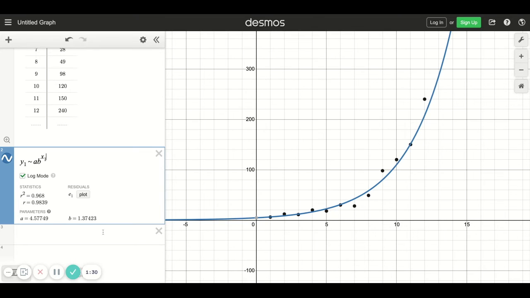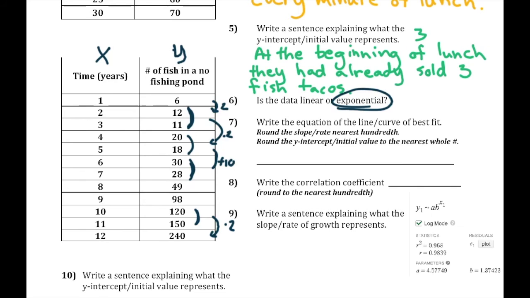So we're going to take this information right here and we're going to write our equation for the curve of best fit and write our correlation coefficient in our notes. Place the information from our Desmos.com calculator right down here. And we're going to write our equation. Now, we're going to round the slope or our rate, which we're going to refer to the rate, right, to the nearest hundredth. The Y-intercept, our initial value, is going to be to the nearest whole number.